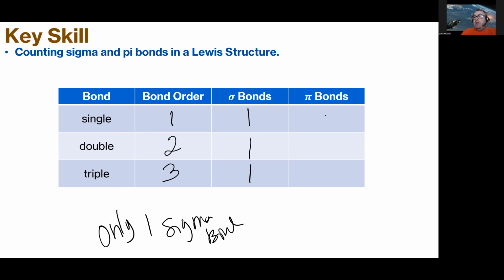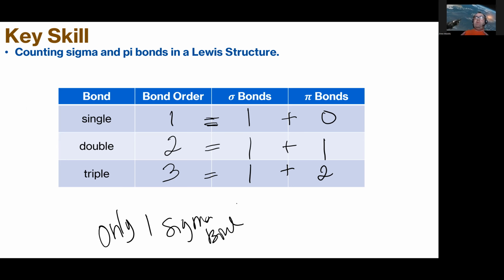A single bond has no pi bonds. Remember, the double bond had one sigma bond and one pi bond, and the triple bond had one sigma bond and 2 pi bonds. Now, notice what's happening here. Our bond order is equal to the number of sigma bonds and the number of pi bonds added together. So 1 equals 1 plus 0, 2 equals 1 plus 1, 3 equals 1 plus 2. So you can always figure these out.